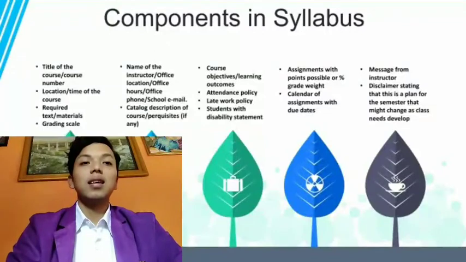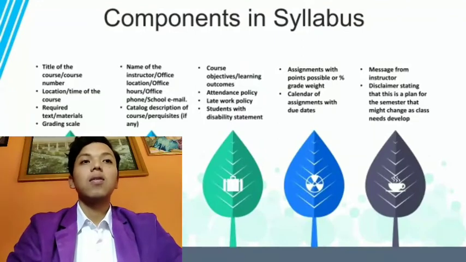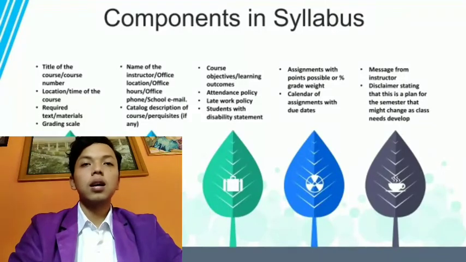The next material is components in syllabus. There are course number, time of the course, materials, grading scale, name of the instructor, catalog description, course objectives, attendance, students with disability statements, assignment with points possible or grade weight, calendar of assignments with dates, message from instructor, and disclaimer stating that this is a plan for the semester that might change as class needs develop.